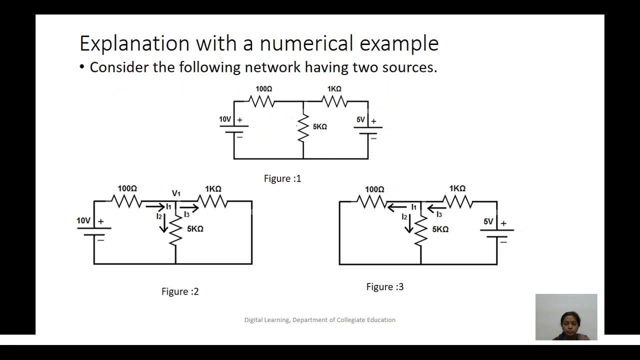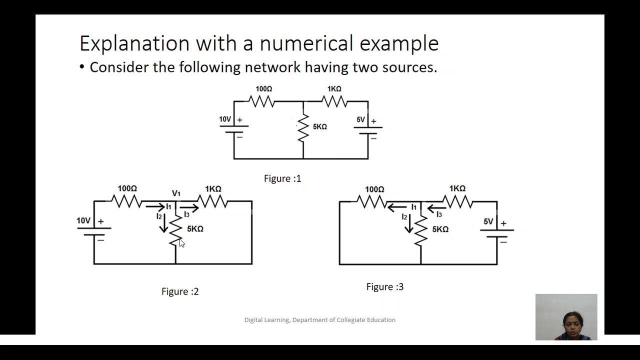Explanation with a numerical example. So we have taken a circuit where the battery voltages are known, resistances are known, only unknowns are currents and voltages. So we have to find current through different branches and voltages across different resistors. So the method involves taking one source at a time.